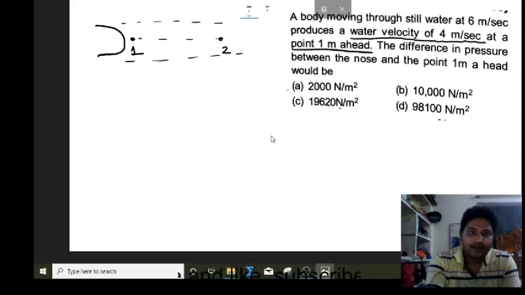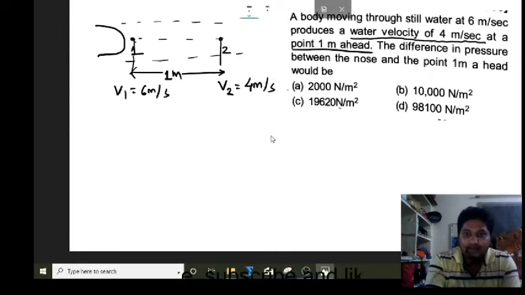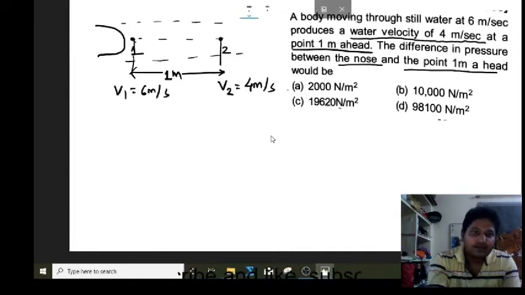Okay, so what will happen, the velocity is now reducing because of the resistance offered by the water. At 1 meter ahead, v2 is 4 meter per second, and here v1 is given as 6 meter per second. Now it asks for the difference in pressure between the nose and the point 1 meter ahead. This is the nose, exactly at this point.